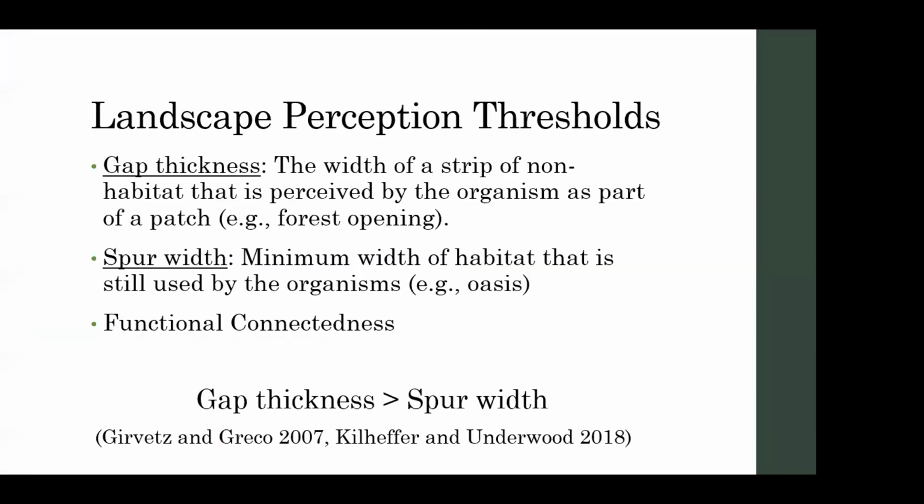The landscape perception thresholds are used to generate two values: a gap thickness, or the width of a strip of non-habitat that is perceived by the organism as part of a patch, such as a forest opening, and the spur width, which is the minimum width of habitat that an organism would still use as if it were habitat. So like an oasis, if it's too small, the organism doesn't know that it's habitat. These two values together make up your functional connectedness, and it's required that gap thickness is greater than spur width.